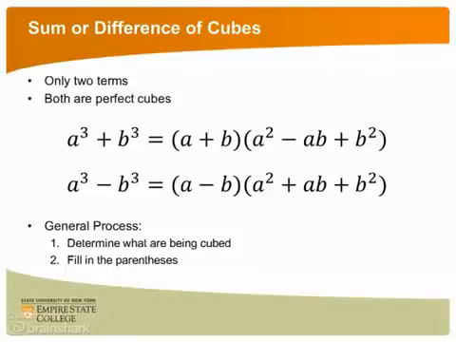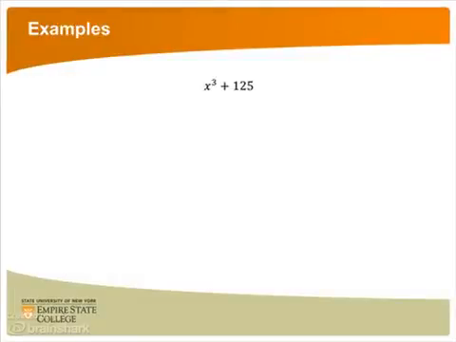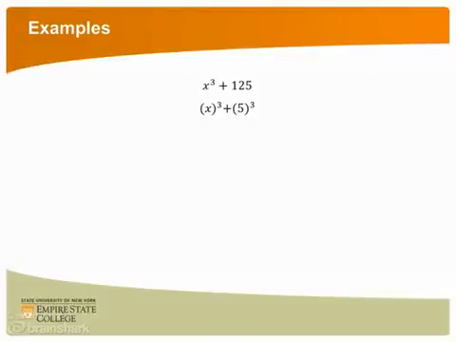Let's look at some examples. Suppose we want to factor x cubed plus 125. We recognize x cubed as x cubed and 125 as 5 cubed. This means we have x cubed plus 5 cubed. Knowing this, we can substitute into the generic factor format. We have x plus 5 times x squared minus 5 times x plus 5 squared. We have to remember to switch the plus to a minus in front of the second term. Simplifying, we are left with x plus 5 times x squared minus 5x plus 25.